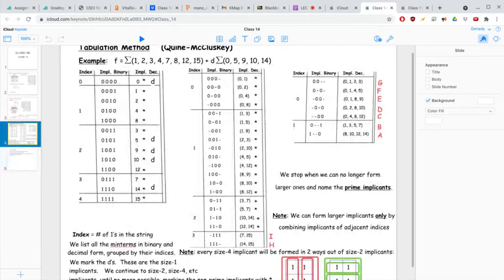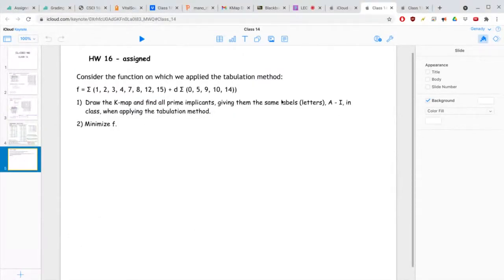As I think Stephanie or Anna was saying, now that we have them, let's just now put them on the map, these from A through I, right? And then you'll see them on the map visually, okay? And label them with the same letters as we just did with the tabulation method.